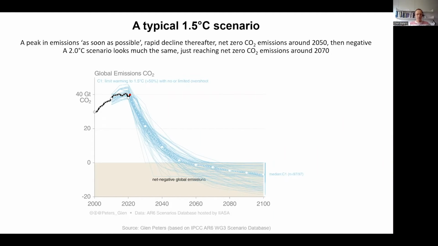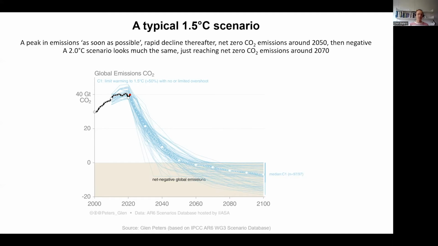This figure here shows global CO2 emissions in a set of 1.5 degree scenarios, those that have no or limited overshoot. I'll mention what that means in a minute. On the vertical axis here, we have global CO2 emissions, and on the horizontal axis, we have time. The black here is emissions that have already occurred, historical emissions. So there's about 100 scenarios in this figure, and they all have generally the same characteristics.